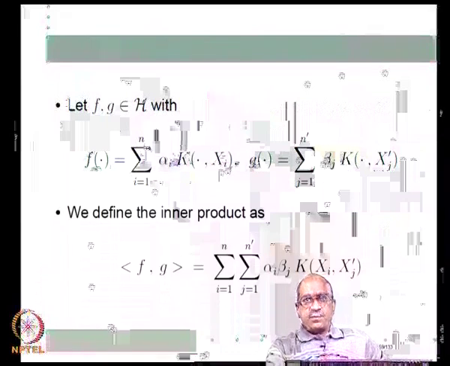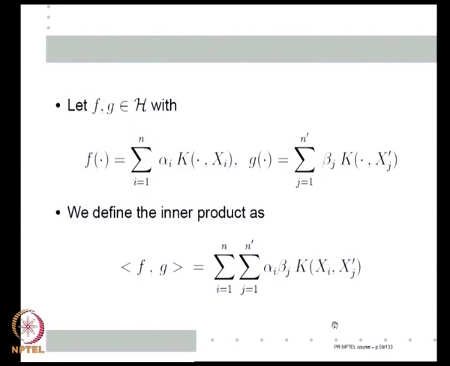I am going to represent the inner product like this. In general, the standard notation for the inner product is the two angular brackets with f comma g within them. So, this is the inner product of f and g. If f is this and g is this, we will represent the inner product of f and g as the summation over i equal to 1 to n, j equal to 1 to n prime of alpha_i beta_j k(x_i, x_j prime). So, if f is this and g is this, then the inner product is defined to be this. Of course, you have to show that this is an inner product, that it satisfies all the properties of an inner product, but before we can go there, we have to first show that this is well defined.